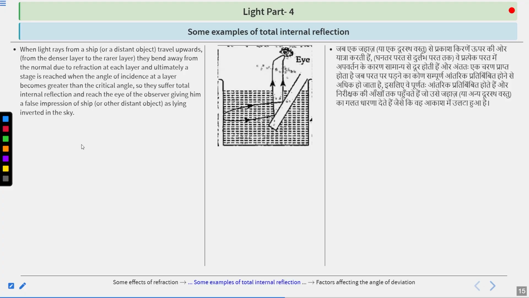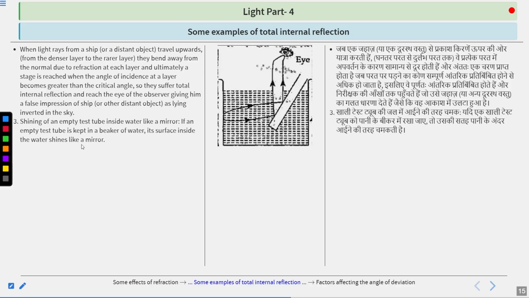So when light rays from a ship or distant object travel upward from the denser layer to the rarer layer, they bend away from the normal due to refraction at each layer, and ultimately a stage is reached when the angle of incidence at a layer becomes greater than the critical angle. So they suffer total internal reflection and reach the eye of the observer, giving him a false impression of the sea or other distant object as lying inverted in the sky.